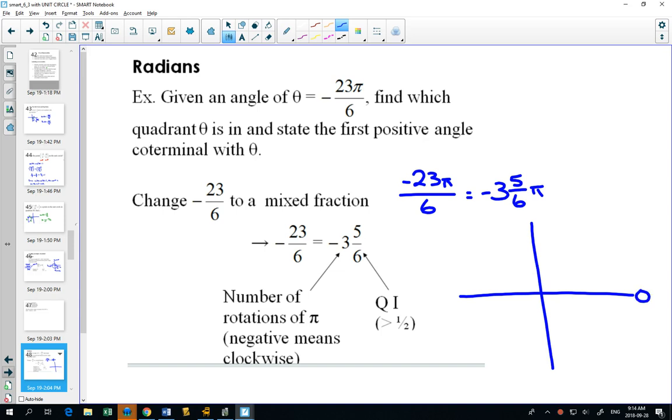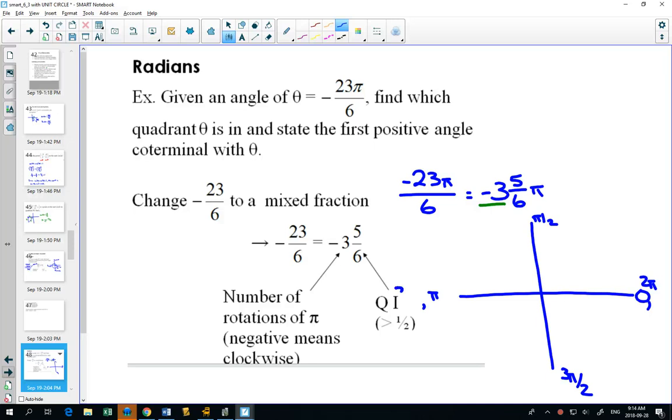Now in radians, this is 0, right? This is pi over 2, this is 3 pi over 2. And with the mixed fraction, the first thing that's going to be helpful is the whole number. The negative 3 means you're going to travel negative 3 pi. How much is it all the way around the circle? 2 pi, right? How much would it be if I went all the way around the circle and went to pi again?